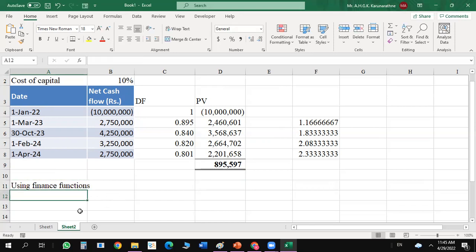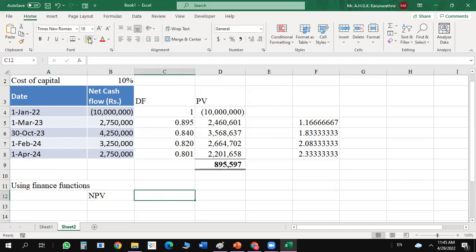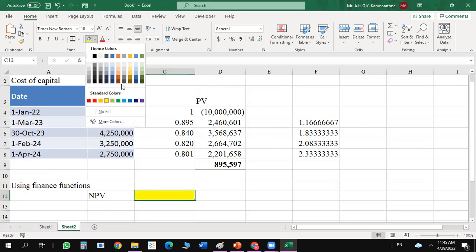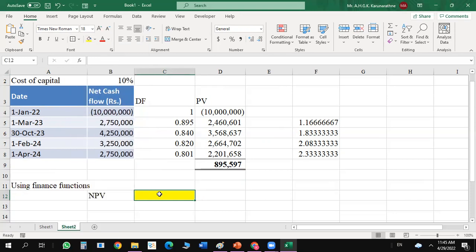Finance functions වලදී අපි බලමු කොහොමද NPV compute කරන්නේ. NPV compute කරමු අපි. Let's compute NPV using the inbuilt formula. Right. If the project consists of irregular cash flows, you cannot compute ordinary NPV.